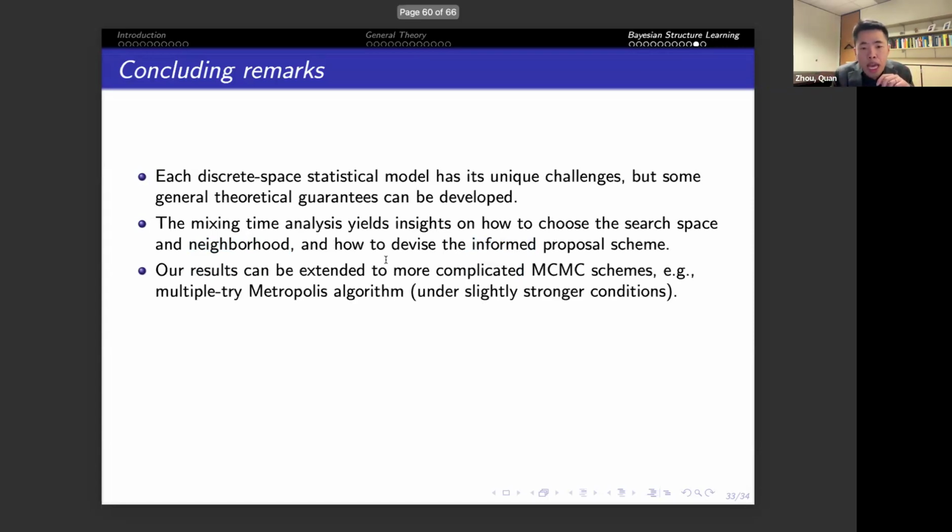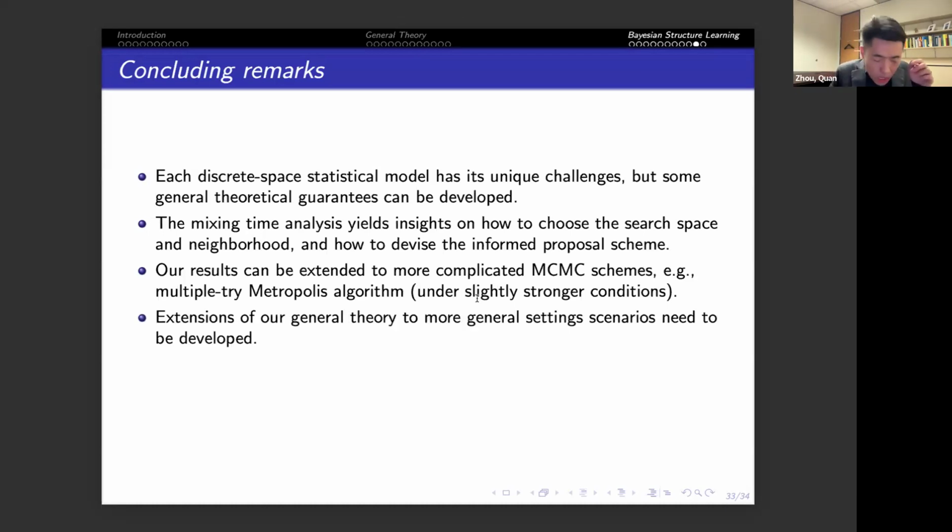And I also want to say that our theoretical results, of course, can be extended to more complicated MCMC schemes. For example, you can consider the multiple trial Metropolis algorithm. The proof will be largely similar, but you need to impose slightly stronger conditions and do a little bit more algebra to deal with the acceptance probability, which takes a very complicated form in the multiple trial Metropolis.